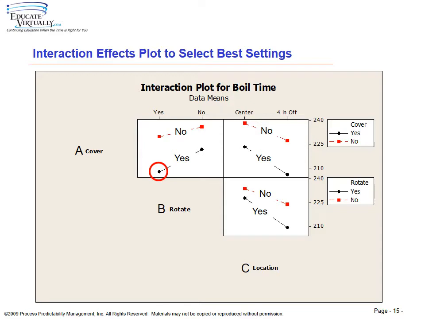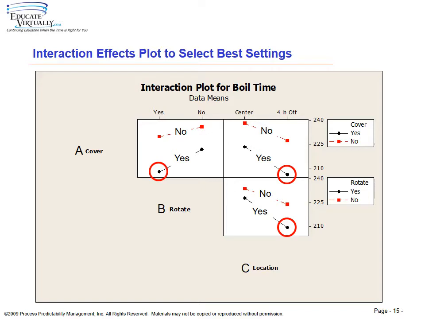For the next interaction, we have cover versus location. And we can see that we want to be 4 inches off center for C, the location, and we want to have it covered. For the last interaction, we have BC. So B says that yes, we want to rotate, and C for location says that we should be 4 inches off center. So that gives us an A1, B1 best combination, an A1, C2 best combination, and a B1, C2 best combination.